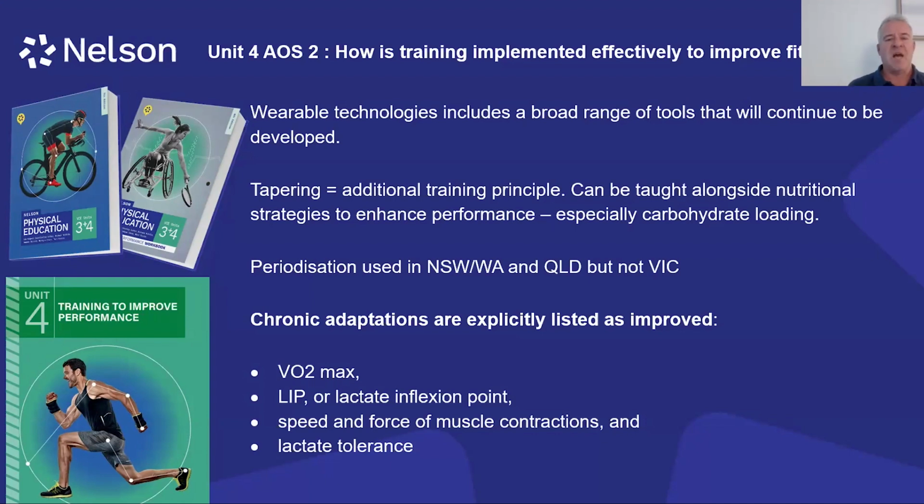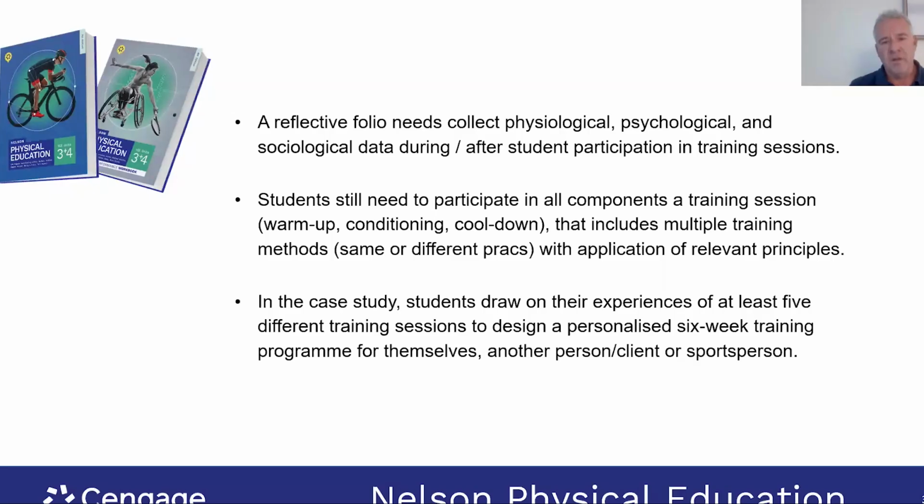Chronic adaptations are explicitly listed, and you need to think about the adaptations that improve VO2 max, speed, force of muscle contractions, and lactate tolerance. They're the 4 go-to areas that chronic adaptations have to focus on. And you can see that it's really good because they actually tap into all 3 energy systems. They tap into different fiber types, slow and fast twitch, and I'll talk a little bit more about different types of fast twitch soon.